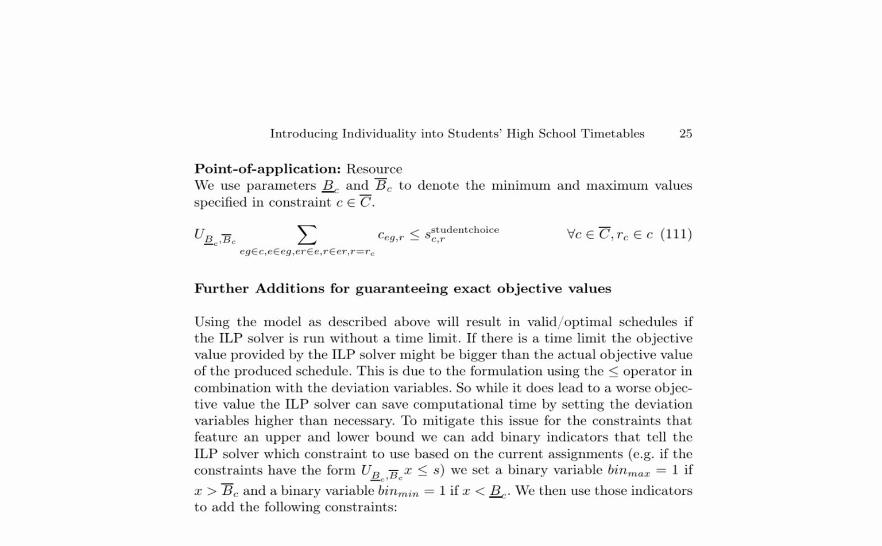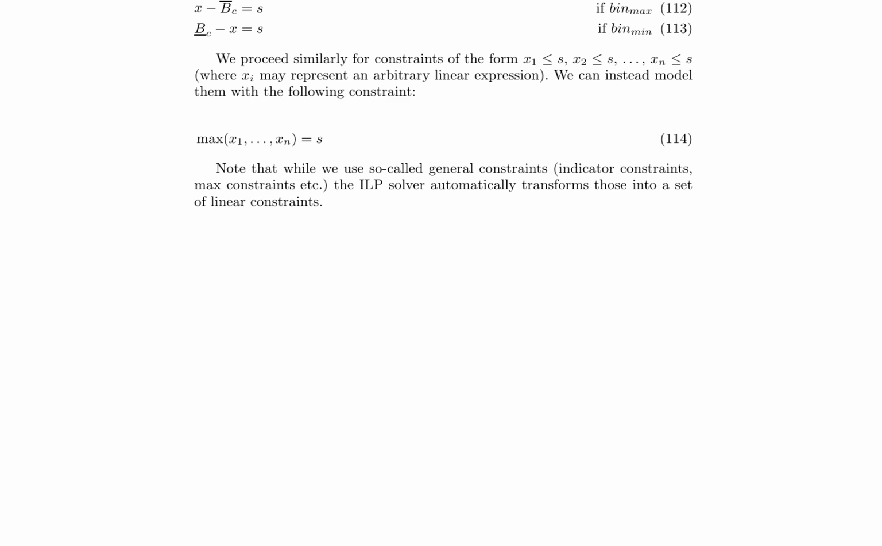The authors introduce a novel approach to individualize high school timetables by incorporating student preferences into the scheduling process. The model uses parameters BC and BC to denote the minimum and maximum values specified in constraint C element of C. The objective function, formulated as an integer linear program, ILP, aims to minimize the total deviation from student preferences. The authors introduce constraints to ensure that the produced schedule is valid and optimal, as shown in equation 111.